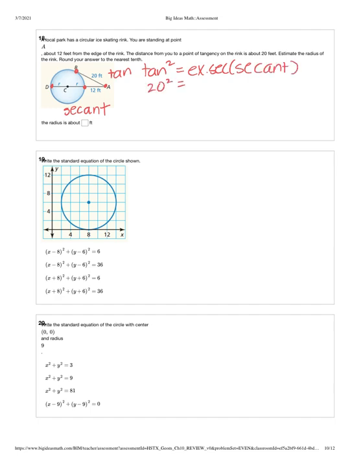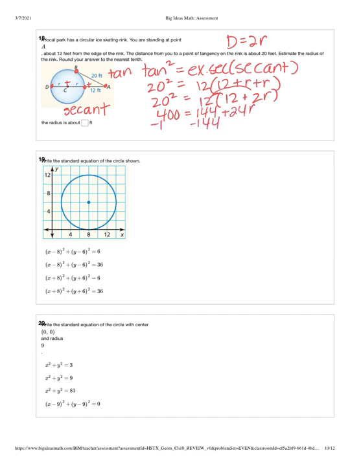So we'll substitute 20 for the tangent, 12 for the external secant, 12 plus r for the entire secant. Remember, you got to add everything that you've got. Also, remember, you know this, the diameter is equal to 2 times r, 2 times the radius. So when we simplify, we're going to get 12 plus 2r inside of that quantity. All right, then we just distribute. We'll subtract 144 and then divide by 24. So r is approximately 10.7 feet. Sorry, feet.